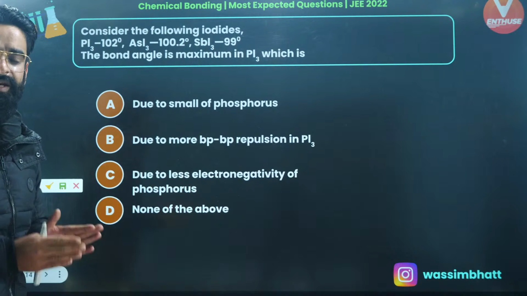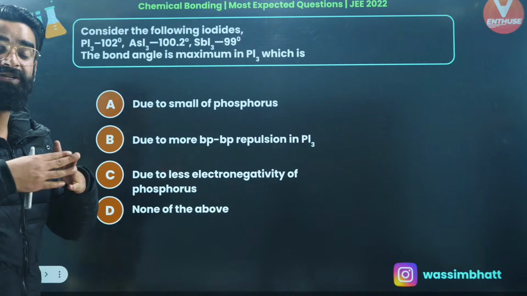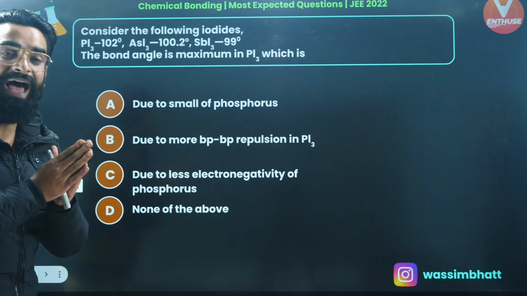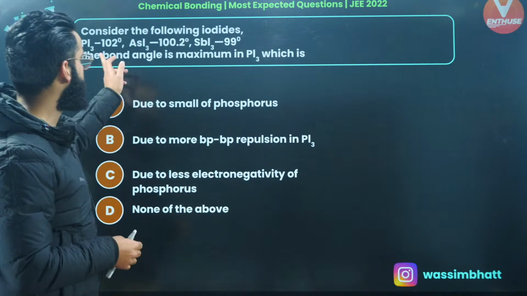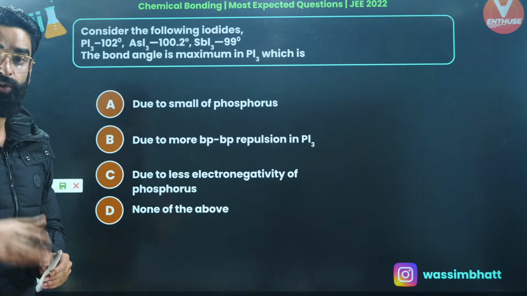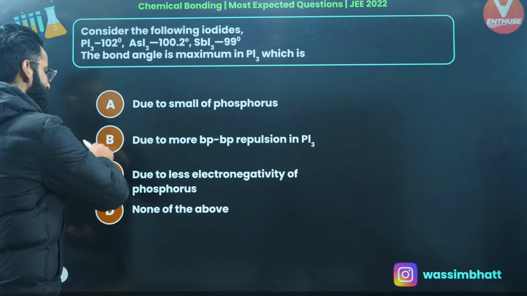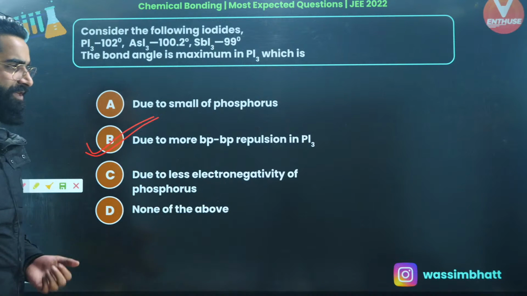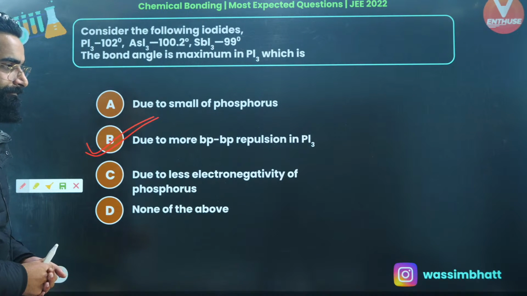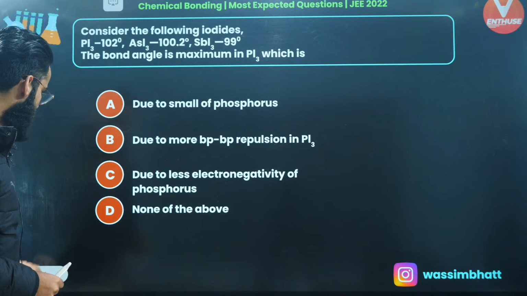Again, the reason is due to the bond pair repulsions. In case of PI3, the bond angle becomes maximum as compared to all of these, right? So due to the bond pair repulsions in PI3, the bond angle becomes maximum, right? Option B is the one which is correct. Right, people? Moving on to one more question then.